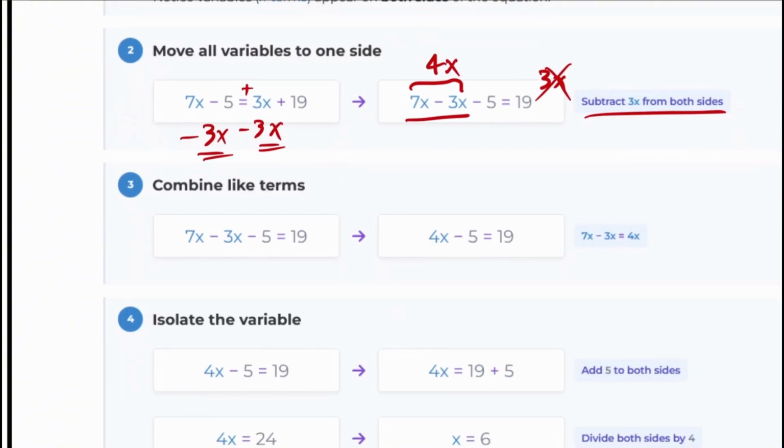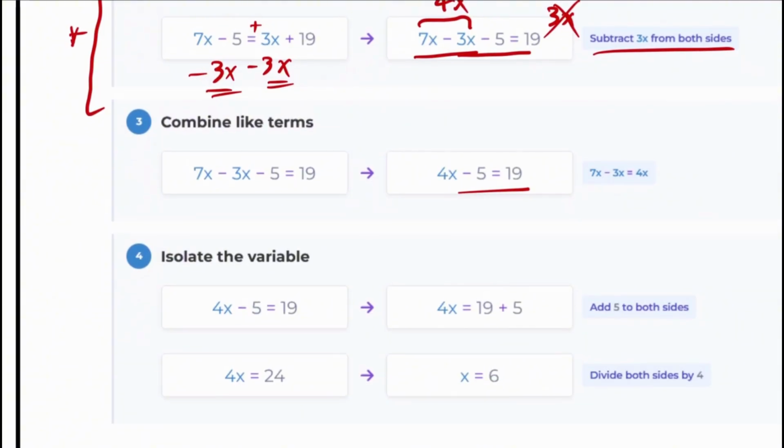So at this point, I have this part. The next part is going to be what? Combining like terms. Again, that was the first step. Somehow you can combine the two steps together because you don't have to overthink the problem itself. Try to simplify everything. So I have 4x minus 5 equals 19.